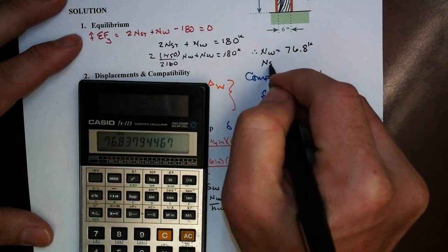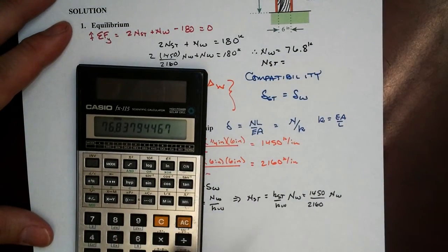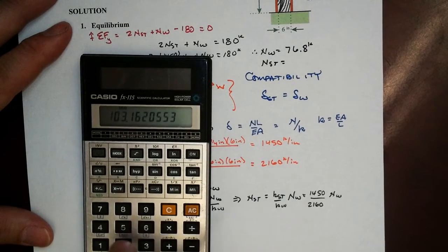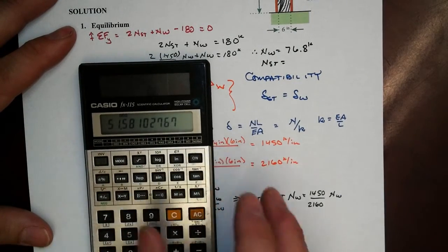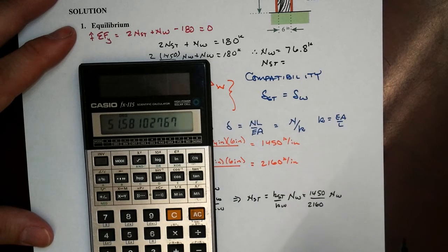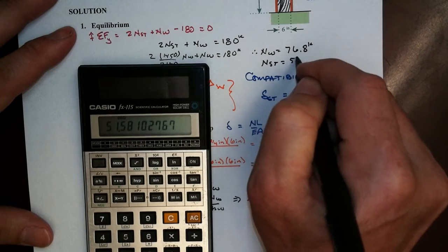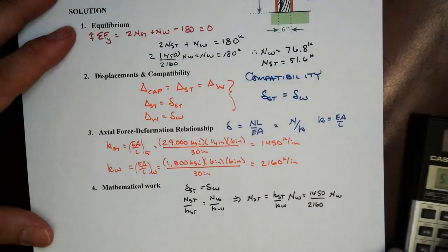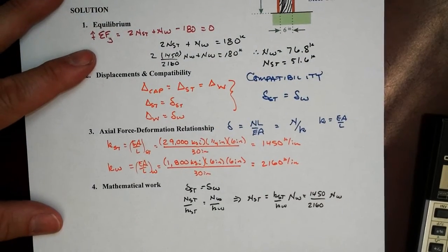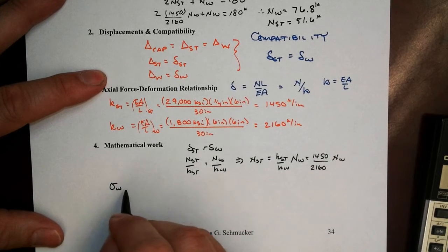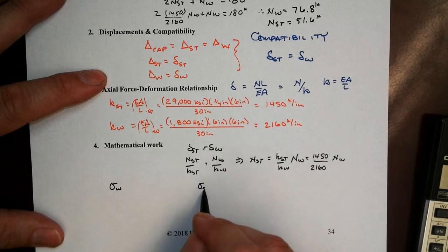And that's going to mean N steel is going to be the balance of this. And then there's two of them, so 51.58, so 51.6 kips. Right? That's just the axial force in each. Now we've got to get the stress. And so sigma wood and sigma steel.